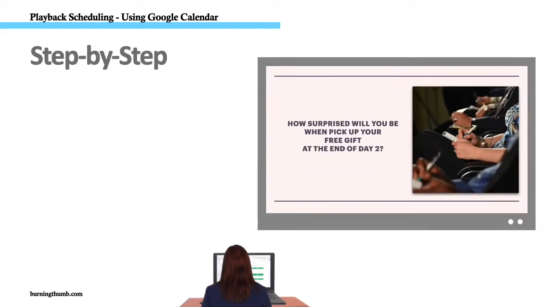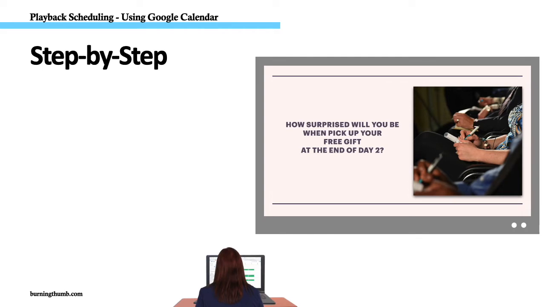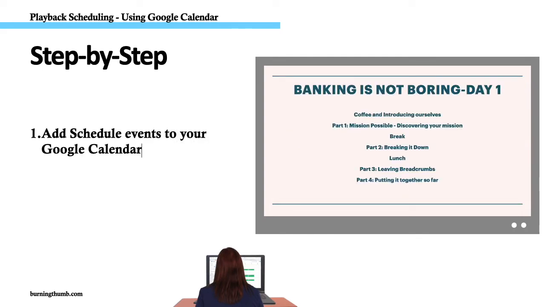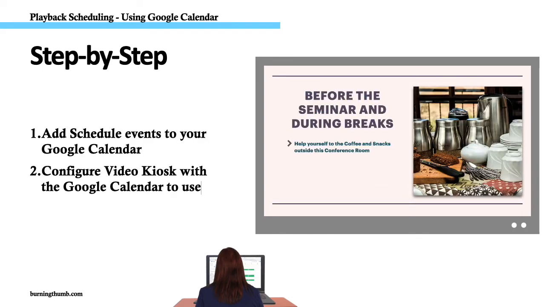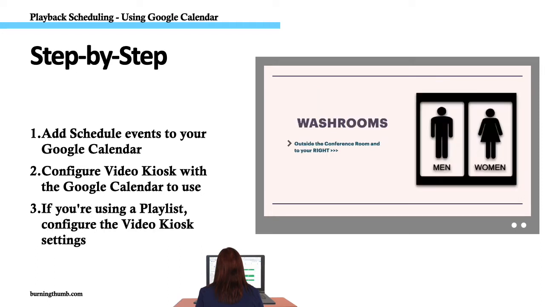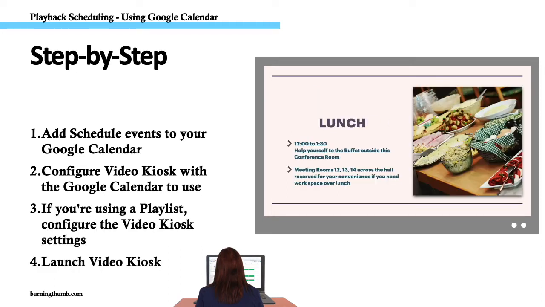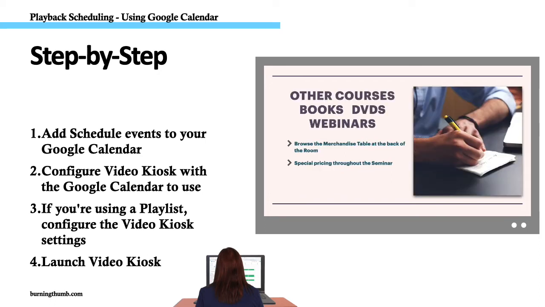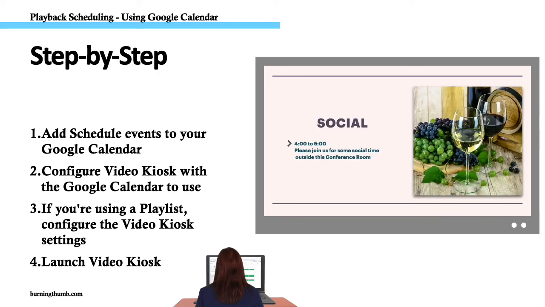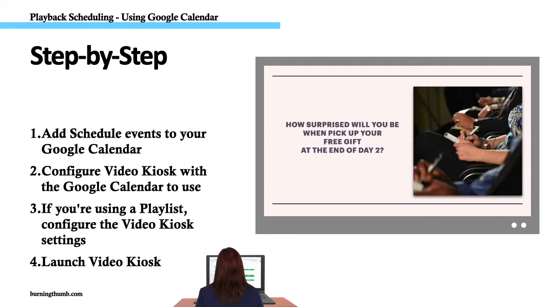You can set up the Google Calendar option in 4 easy steps. Step 1. Set up a Google Calendar and add schedule events to it. Step 2. Configure Video Kiosk settings with the Google Calendar to use. Step 3. If you're using a playlist, configure the Video Kiosk settings. And Step 4. Launch Video Kiosk. Here's each step in detail.